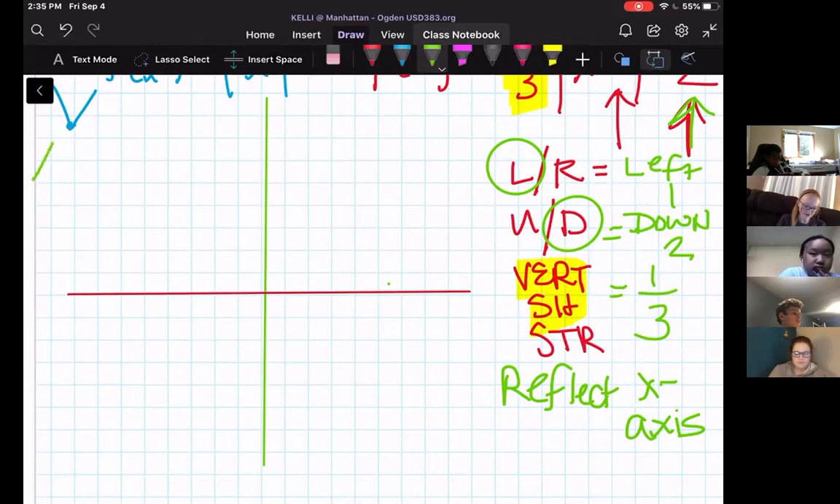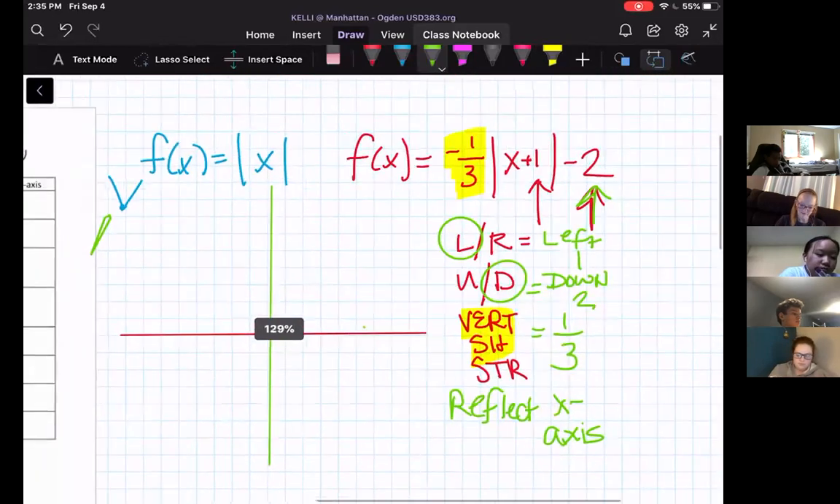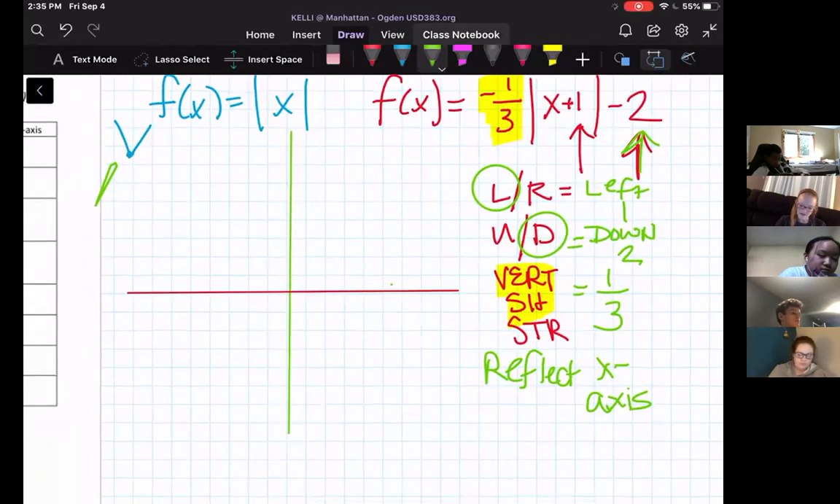So normally it starts looking like that blue V up there. We're taking that left one, referencing the vertex, so left one and then down 2. That's going to be our new vertex. It's reflected across the x-axis, so is it going to be opening up or down? Down. Yeah, it's going to be opening down. So instead of this, it's going to look like that.